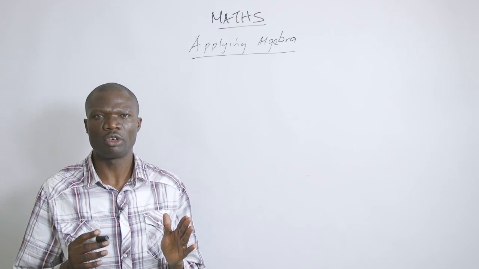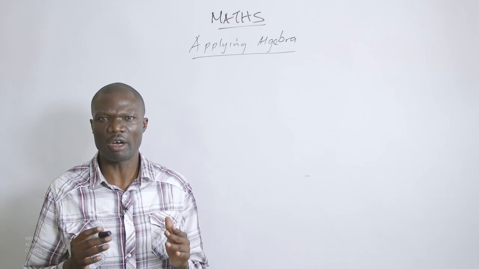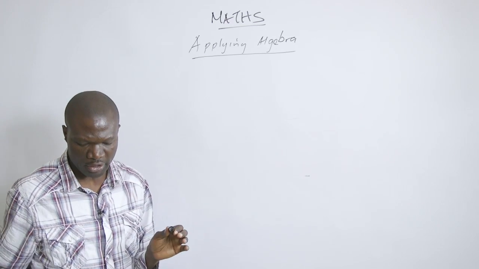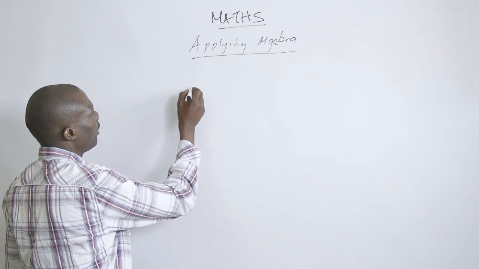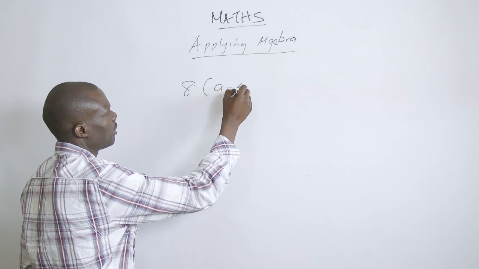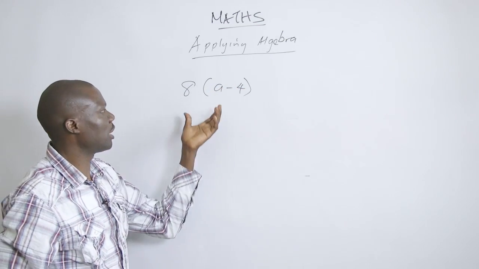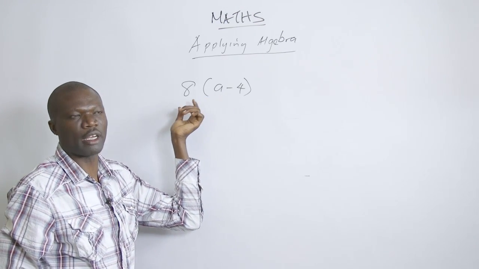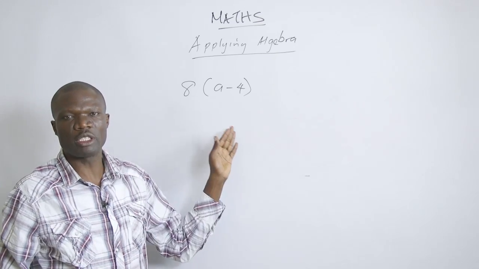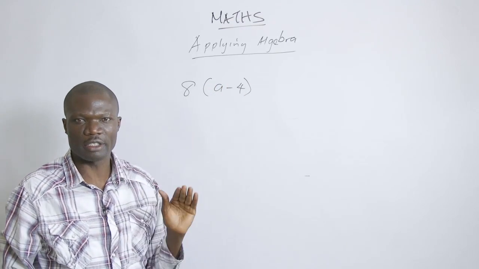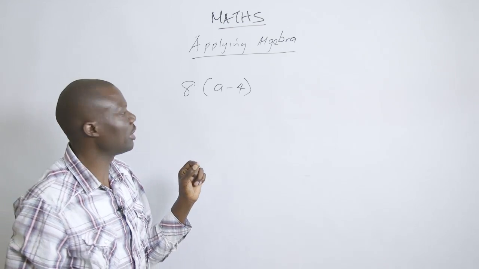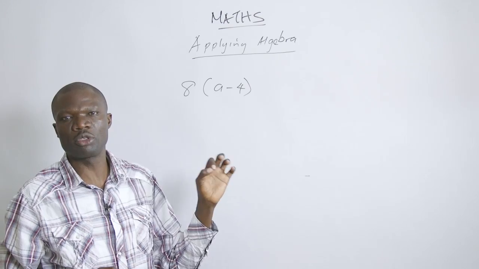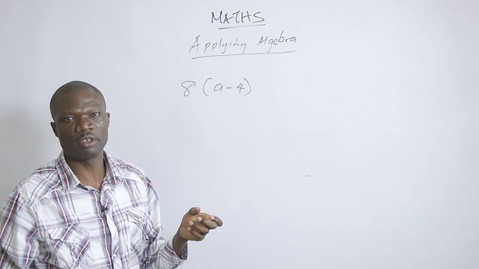Now, before we move on, just to remind ourselves what we went through in the previous classes, when we have algebra in the form of brackets, for example, 8 into a minus 4, we have terms inside the bracket and another one outside. We said we can simply expand this, and the process of expanding is simply removing the brackets, and we use what we call the distributive law.